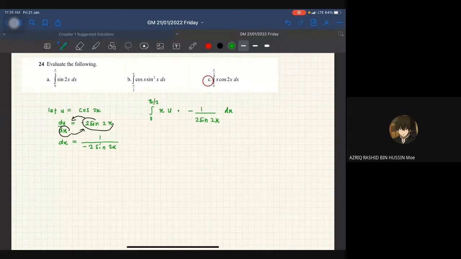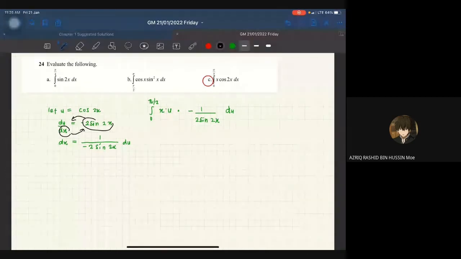Macam tak ada. Yes, exactly. Okay, so kalau kita guna substitution, we need to make everything into variable of u. Sorry guys, saya tertinggal something. This is du. Okay, so semua mesti jadi variable of u. So yang ini mesti jadi u, yang ini pun mesti jadi u.